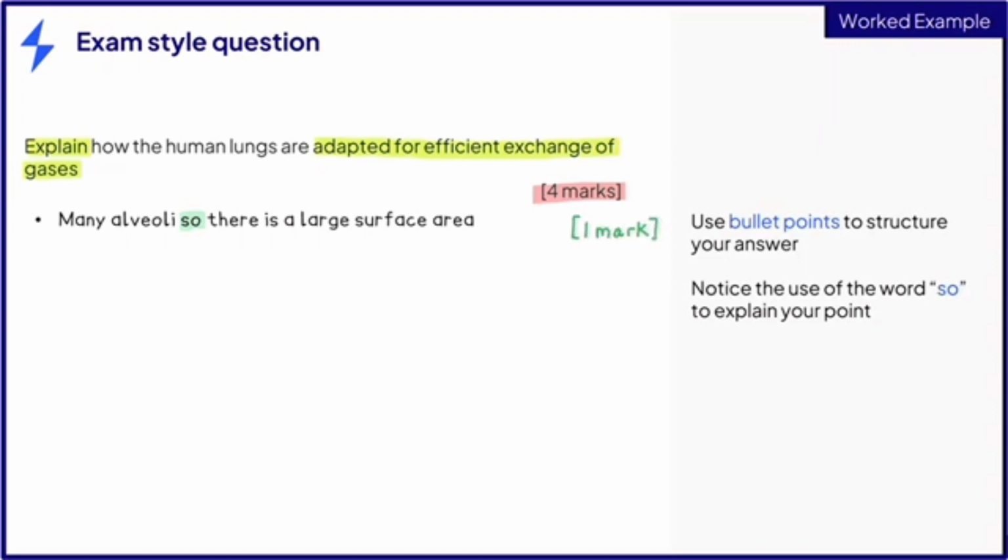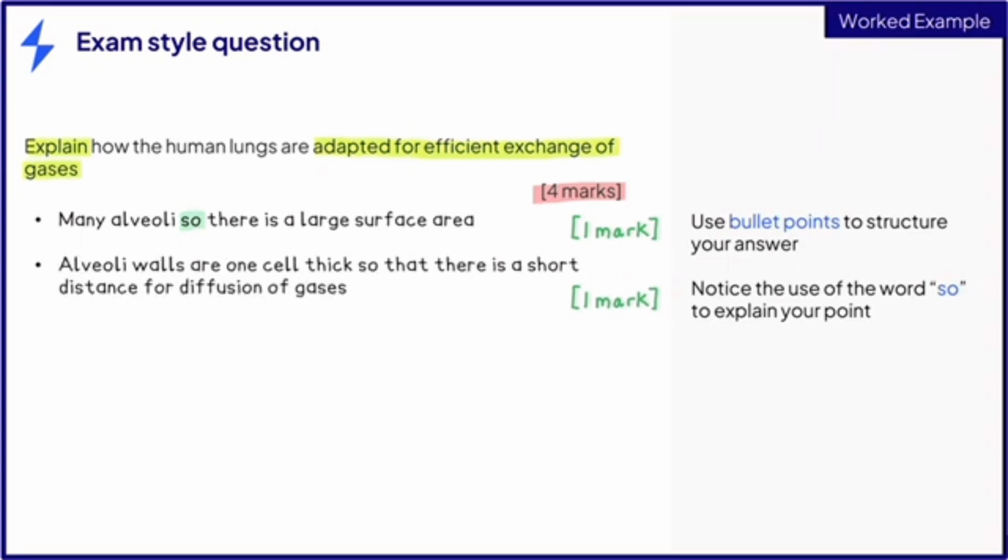Next, let's zoom in on the alveoli. These have walls that are 1 cell thick. Let's not forget our explanation. So this gives a short diffusion distance for the gases to diffuse over. You could also name oxygen and carbon dioxide here. You would get the same marking point if you describe the capillary wall instead of the alveoli.